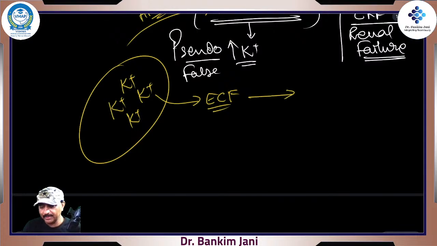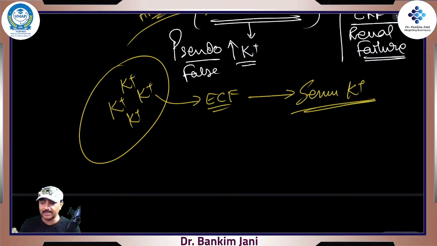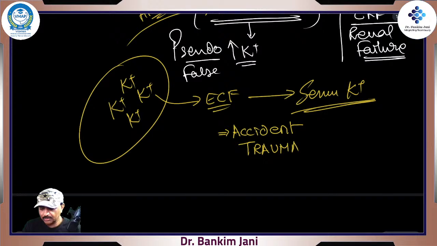It is ECF, that is, the interstitial. From there it will come into the serum, and in serum you will measure. It is the serum potassium that we are measuring, right? We can measure it immediately. So it can come out when a large number of cells are broken. The commonest reason is accident, which technically is called trauma.